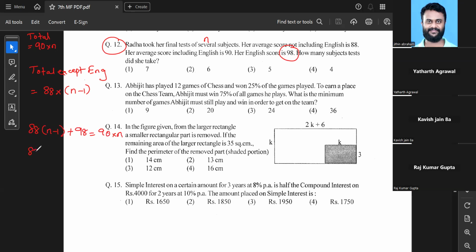In this case, I'll write the answer. Yes, sir, the answer is 5. Okay, that's great. I'll just solve it for everyone's sake. I take 88n to the other side. 90 minus 88 gives you 2n on the other side. And over here, 98 minus 88 gives you 10. That gives you n is equal to 5. 5 subjects.